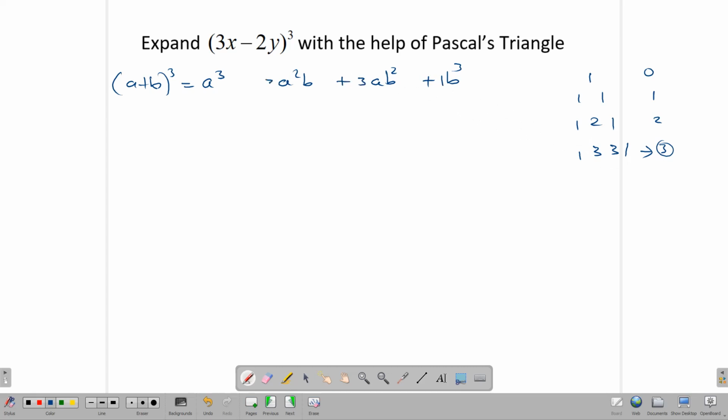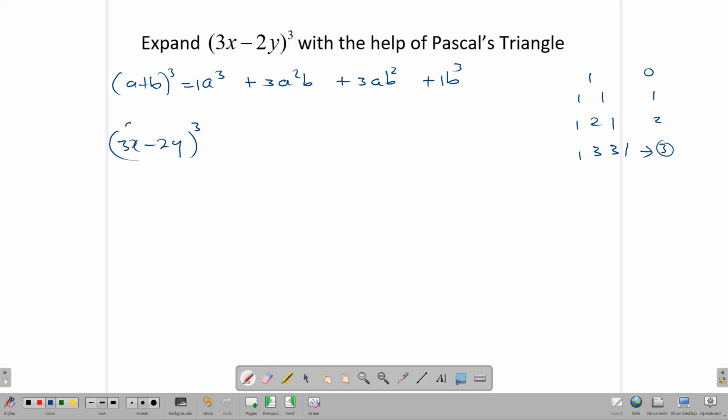And the coefficient here would be 3. And the coefficient here would be 1. So 1, 3, 3, 1. And all that we need to do now is to drop this into this. So 3x minus 2y to the third, if we want to multiply that out, we don't have to go through the rigorous, difficult multiplication. We can simply substitute.